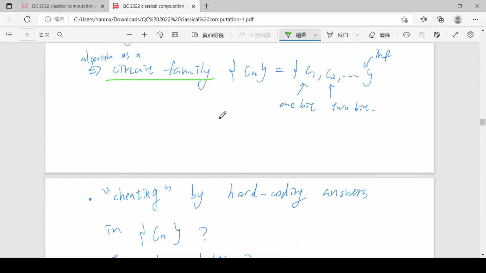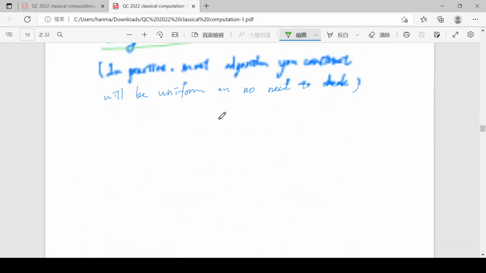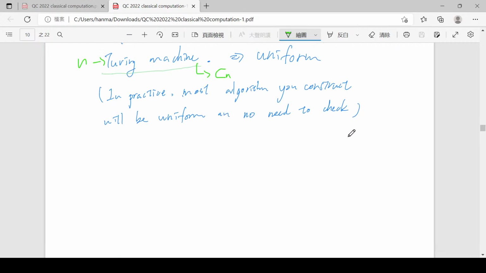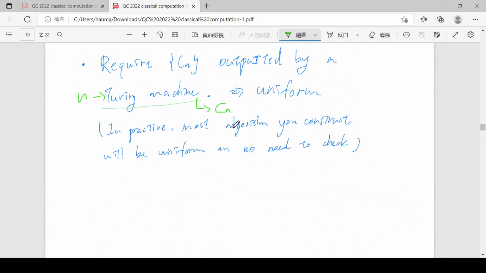And okay, so that's some theoretical concern about circuit families. But back to more practical terms, most algorithms construct uniform circuits. So we will not check whether our circuits are uniform or not. We will not worry about the uniformity of our circuits too much throughout the course, but this is just something nice that you can keep in your mind.